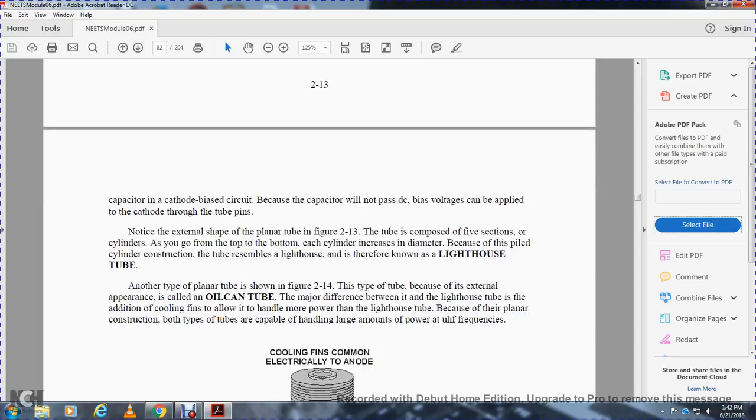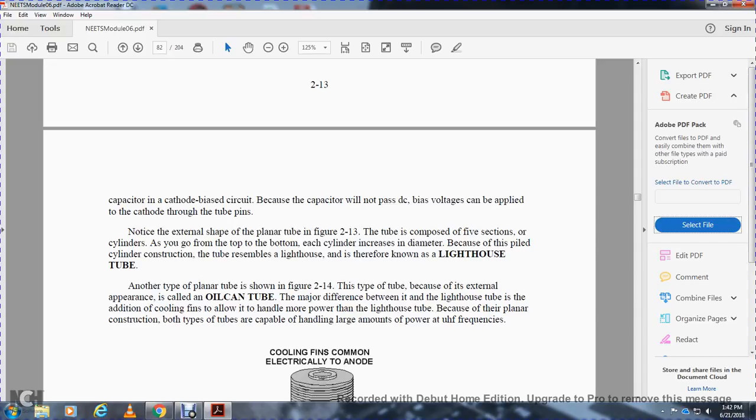Notice the external shape of the planar tube. The figure 213 tube is composed of five sections or cylinders, and as you go from the top to the bottom, each cylinder increases in diameter because of the pile-up cylinder construction. The tube resembles a lighthouse, and is therefore known as the lighthouse tube. Another type of planar tube is shown in figure 214. Because of its external appearance, it is called the oil can tube.